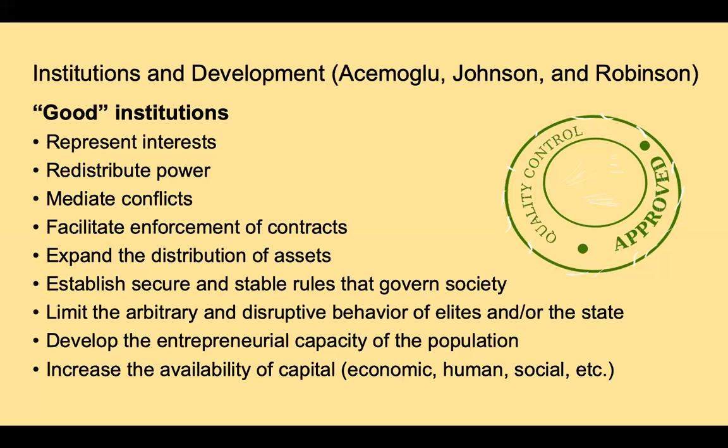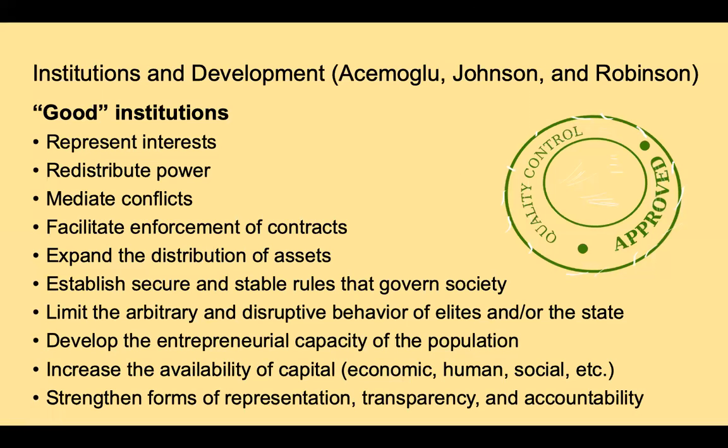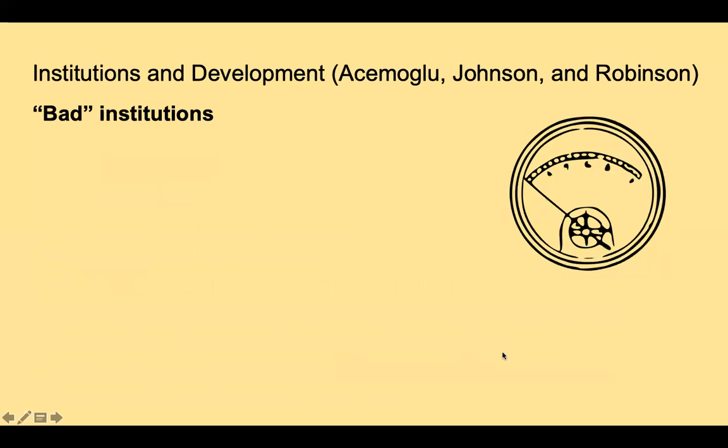And notice that these are political institutions, or they are characteristics of political institutions, but they also have a direct impact on the economy because as institutions, they create incentives. And in doing so, they either encourage or they discourage investment in exchange. And so then you can see that there is a role for political institutions. Now, I'll add one more point, which is that good institutions should also strengthen representation, transparency, and accountability.